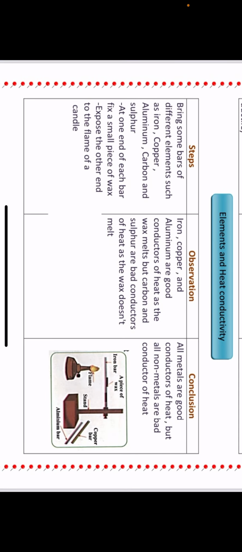Another property, elements and heat conductivity. When we bring some pairs of different elements such as iron, copper, aluminium, carbon, and sulfur, and at one end of each bar, we will fix a small piece of wax and expose the other end to a flame of a candle. Iron, copper, and aluminium are good conductors of heat because the wax melts, while the wax that sticks on the carbon rod doesn't melt because carbon is a bad conductor for heat.